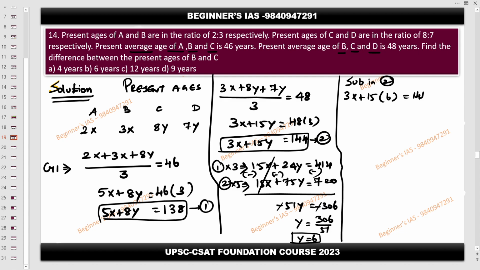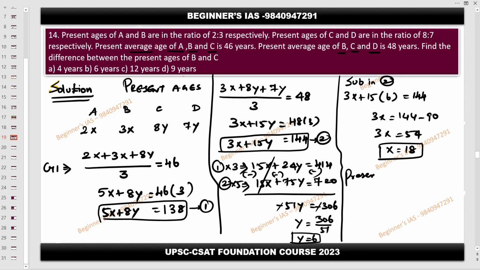So here 144. Then 3x is equal to 144 minus 90. Then 3x is equal to 54. Then x will become 18. So after finding out the value of x and y, you can easily find the present ages of b and c.